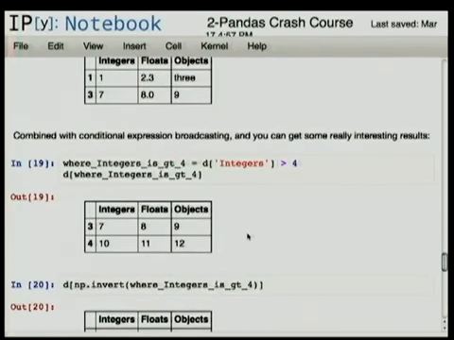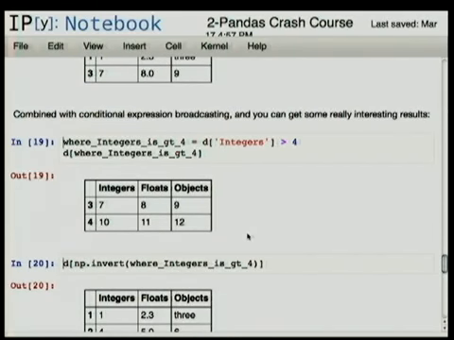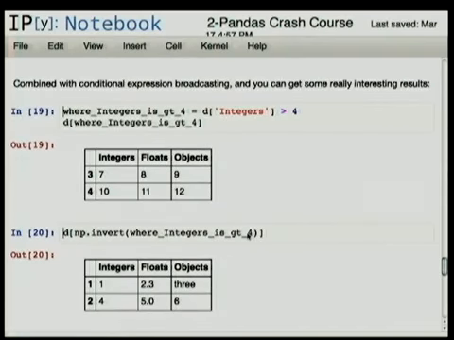And so with the conditional expression broadcasting, we get some really neat things. We can take the integers column from our data frame, ask for a list of Boolean values where the integer is greater than 4, and use that as a way to index into the data frame. So now we have all of the rows where integers is greater than 4. That really does sound a lot like SQL, doesn't it? It's nice and powerful, but all in pure Python.